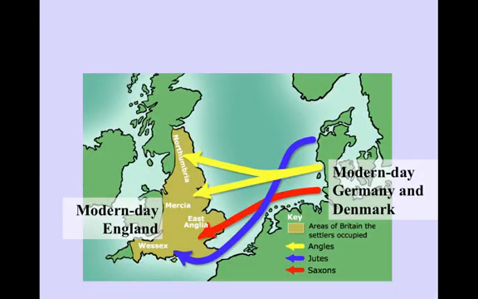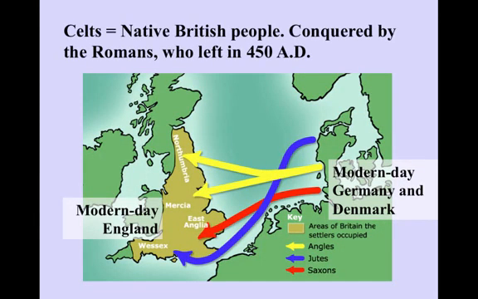Here's how it happened. Way back before 450 AD, there were the Celts, and they were native British people, kind of like our Native Americans, who lived in Ireland and England and the British Isles. The Celts were conquered by the Romans, and the Romans left England in 450 AD. Once the Romans left, the Vikings, who lived over in modern-day Germany and Denmark, over on the right of the map, realized they could come in and conquer this land because the Romans didn't hold it anymore.